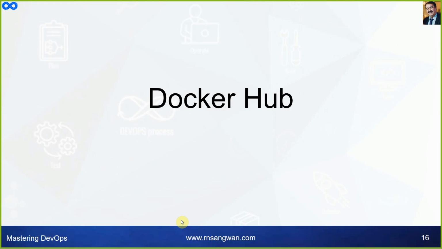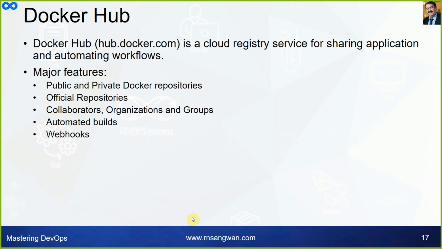So these were the comprehensive list of instructions that can be used to create a Dockerfile to build your images. Now the Docker Hub. Docker Hub, that is hub.docker.com, is a cloud registry service for sharing applications and automating workflows. Major features include public and private Docker repositories, official repositories, collaborators, organizations and groups, automated builds, and webhooks.